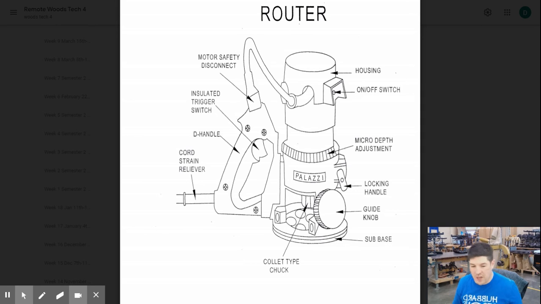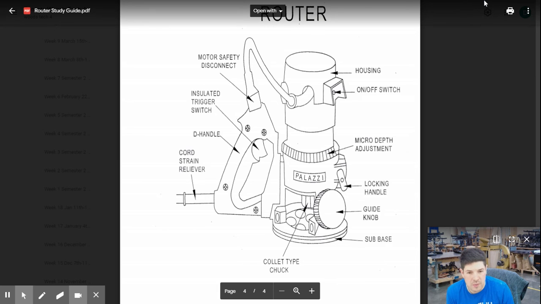And then the last section of the test, I have a picture for you of the router, and you just have to label the parts. If you have any questions about the router test, let me know.